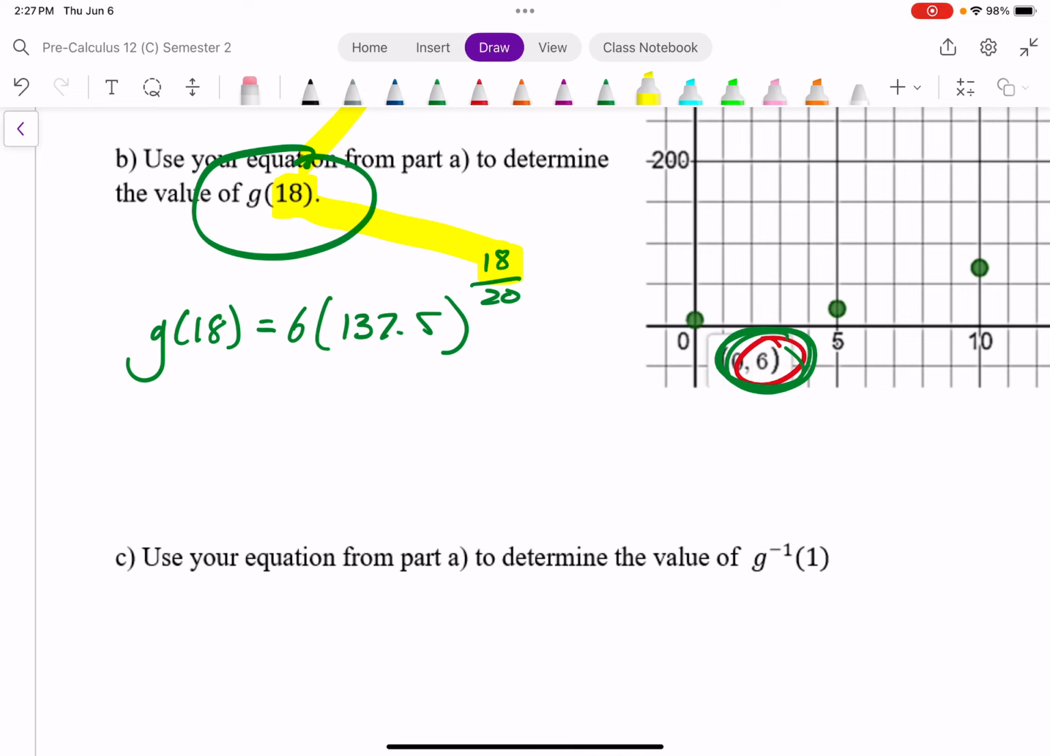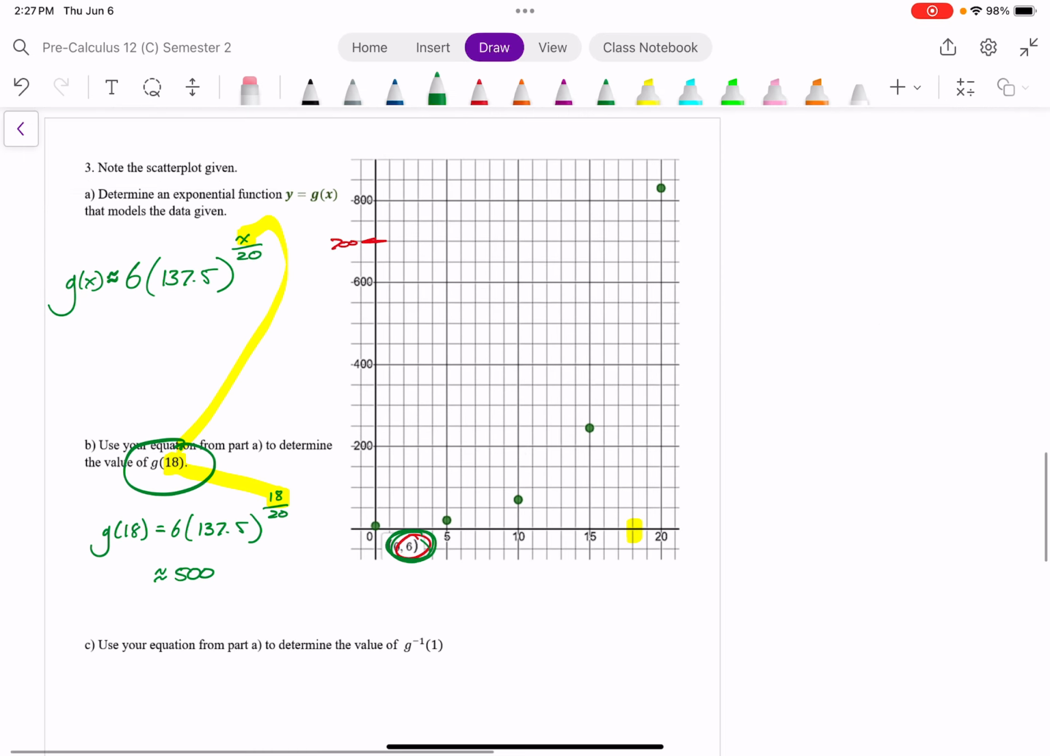Quick little bit of work on my calculator. If I use these values, I get around 500, so let's make sure that looks right. That means when x is 18, y or g of x is about 500, which brings me right along this point right here. That looks pretty good, because if I imagine an exponential growth curve, that seems about right. So I can feel pretty confident about that value. Whereas if I made a mistake and got like 200, which would be right here, I can be 100% confident there's something wrong there.